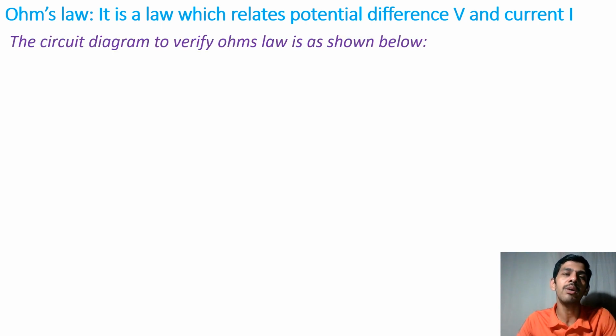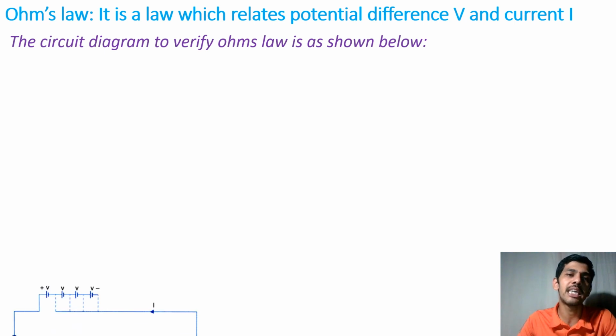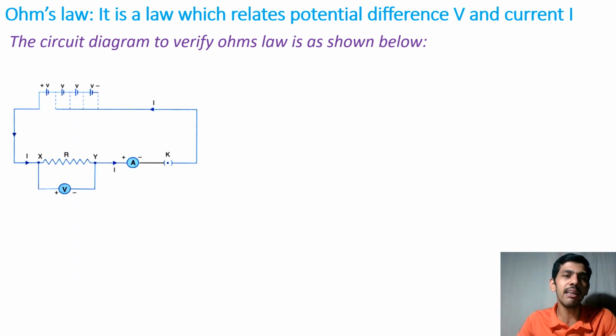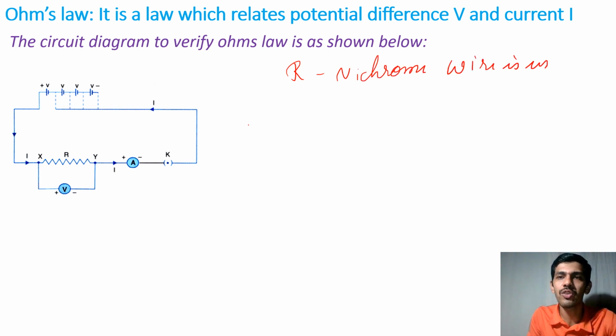The circuit diagram to prove this particular Ohm's law is given as shown in the diagram. You can see in the circuit diagram it has one R, that is nothing but the resistance. It is a nichrome wire. So what is a nichrome wire? Nichrome is nothing but an alloy. So R is a nichrome wire used here.